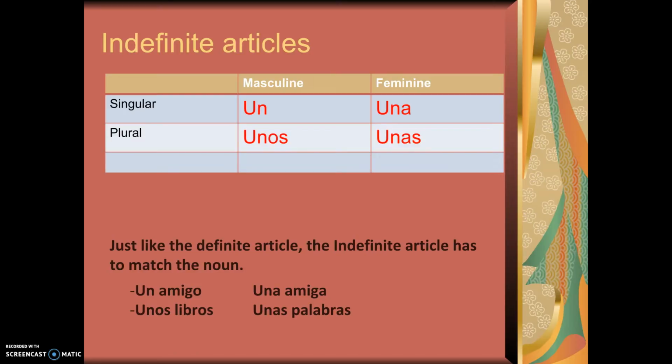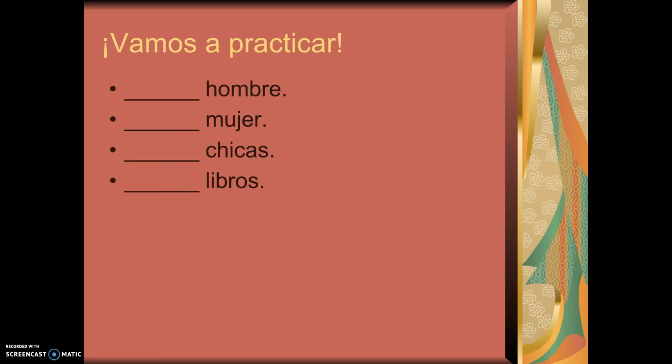So here's my chart for the indefinite articles. Un, una, unos, unas. Okay. Now just to remind you, the indefinite article in plural means some. It doesn't mean a or an. It means some. Okay. So I have un, unos, una, unas. And that's it. Okay.